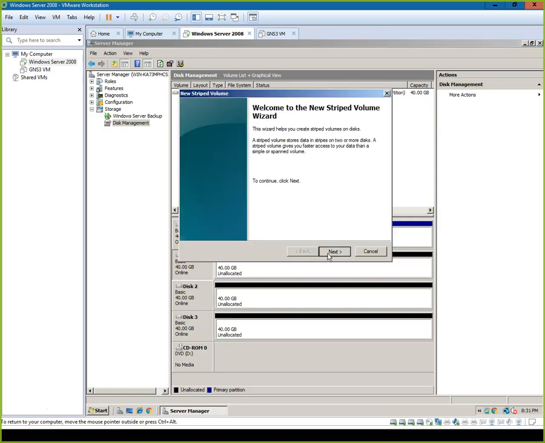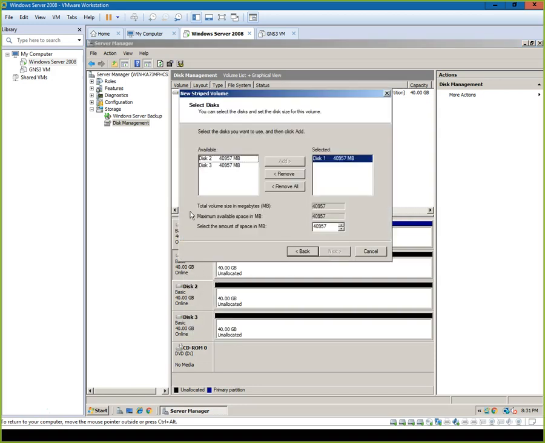We have the new span, and a new striped volume. If we do a new striped volume, remember a stripe requires 2 disks, right? I don't have a next yet. What this says is that the total volume size in megabytes is 4957, maximum 4957. The amount of space in megabytes, 4957. So if I add one of these disks, I get the next. I can now do that.